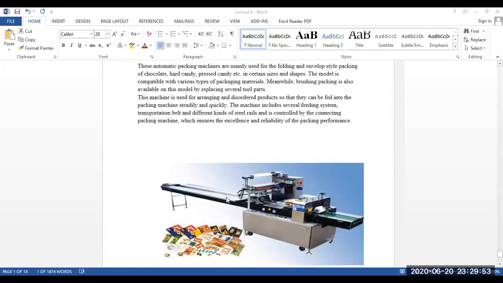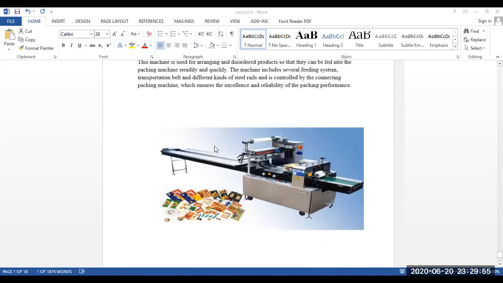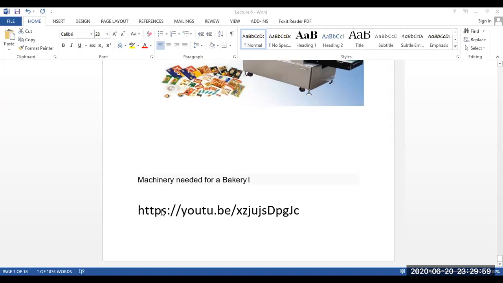Then our chocolate packaging machines, and for chocolate packaging we use these types of machines. And now we are going to watch a short video on the different kinds of machines that we need. There are different kinds of machines that are actually needed for preparing our different kinds of products.